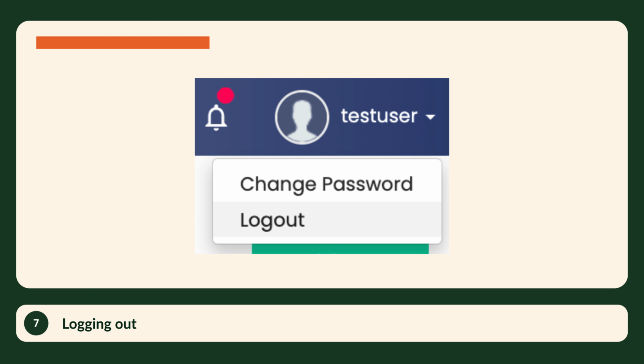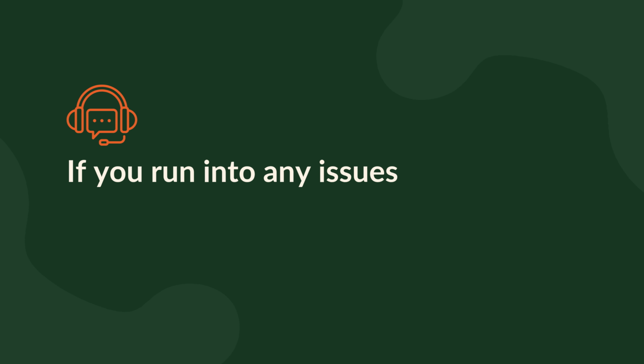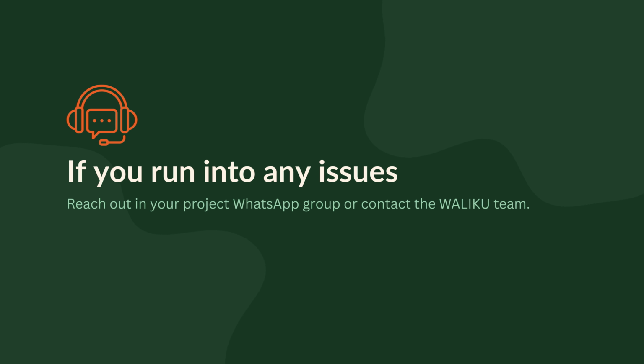Logging out. If you're done using the app, especially on a shared device, click your username in the top right, then click Logout. If you run into any issues, reach out in your project WhatsApp group or contact the Waliku team.